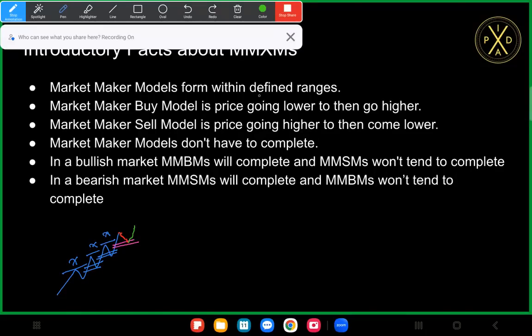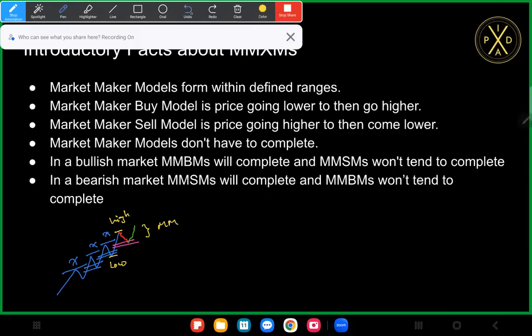And that's also what I mean when I say that market maker models form within defined ranges, right? So think about it. Right here, let's make this a yellow color. We have this range low and we have this range high. And then within that forms this market maker buy model. So that's what I mean when I say market maker models form within defined ranges.